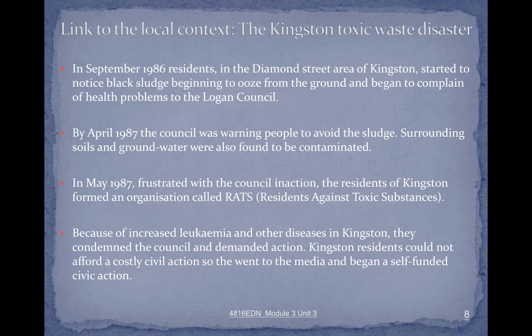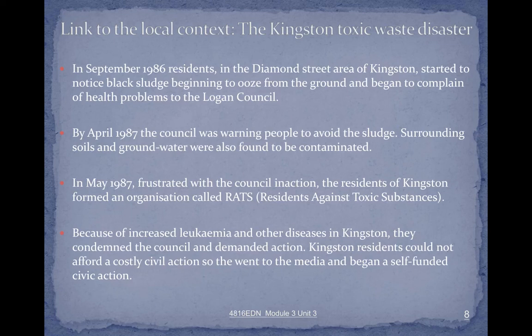So by April 1987, the council was warning people to avoid the sludge. Surrounding soils and groundwater were also found to be contaminated. So over these years, an activist group called RATS, Residents Against Toxic Substances, formed, and they became very frustrated with the lack of action by the council. And health reports did show there was an increased incidence of leukemia and other diseases in the Kingston area. So the public started to demand action.